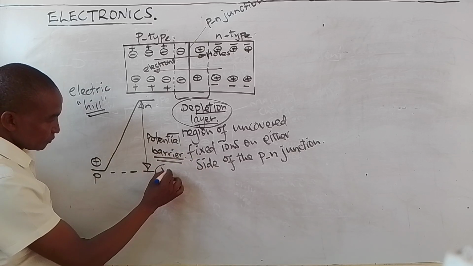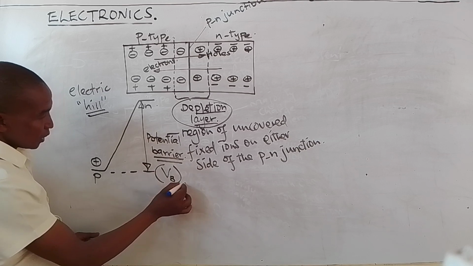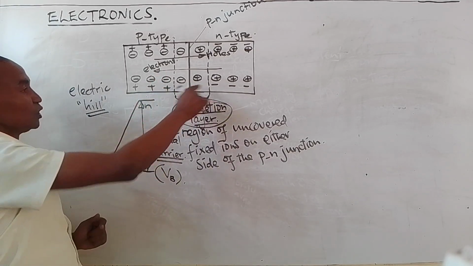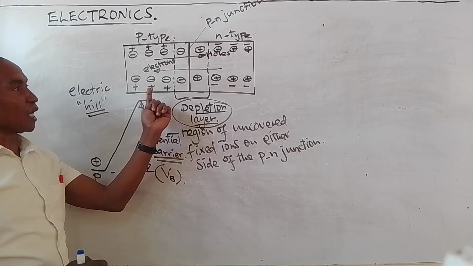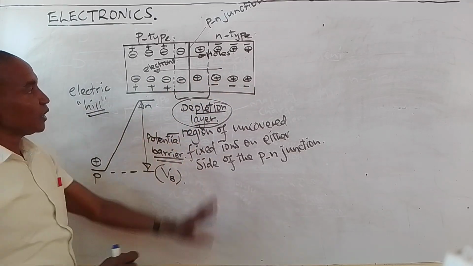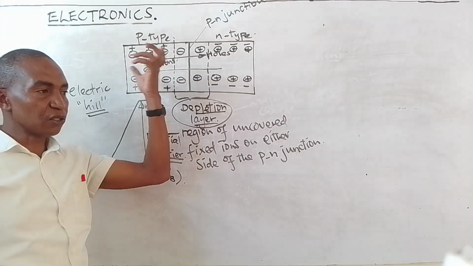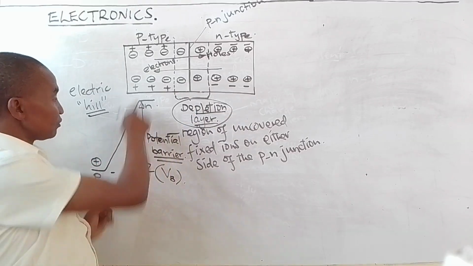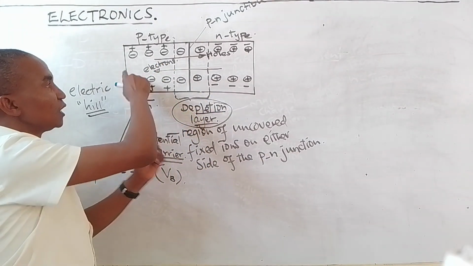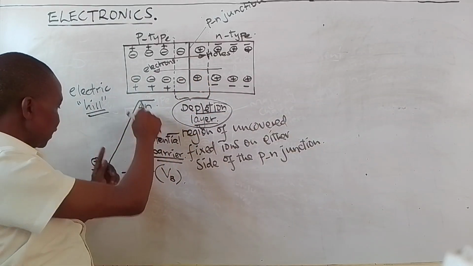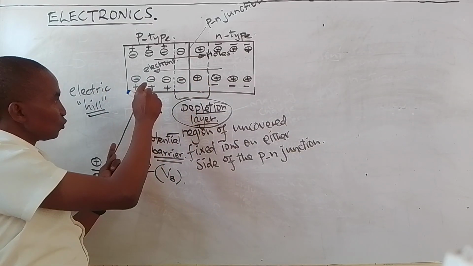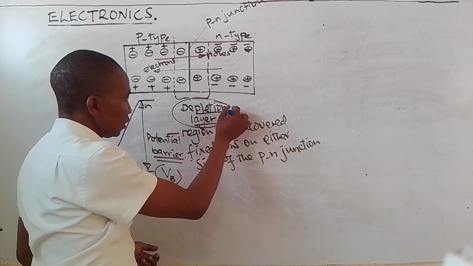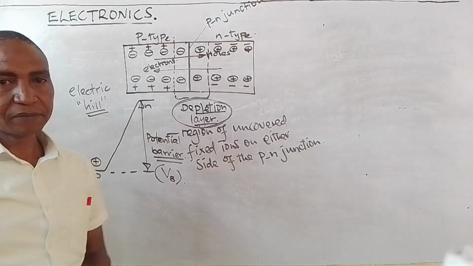This barrier makes this depression layer not allow any further diffusion of charges. In other words, the semiconductor crystal cannot conduct when there is this depression layer, because we have seen there can be no diffusion of charges across the p-n junction. Now, this electric hill has therefore to be overcome. To overcome that electric hill, we have to get rid of this depression layer.